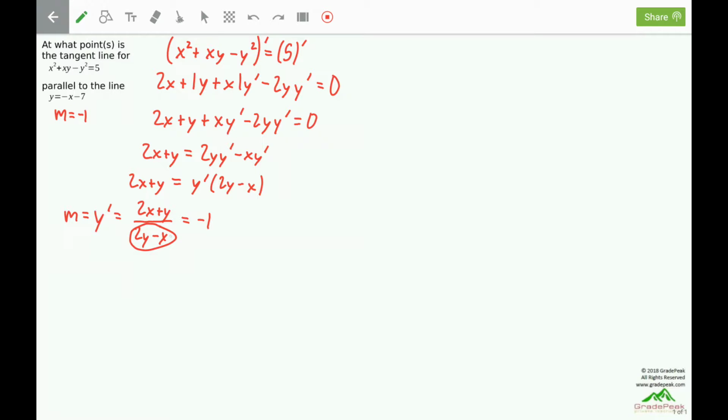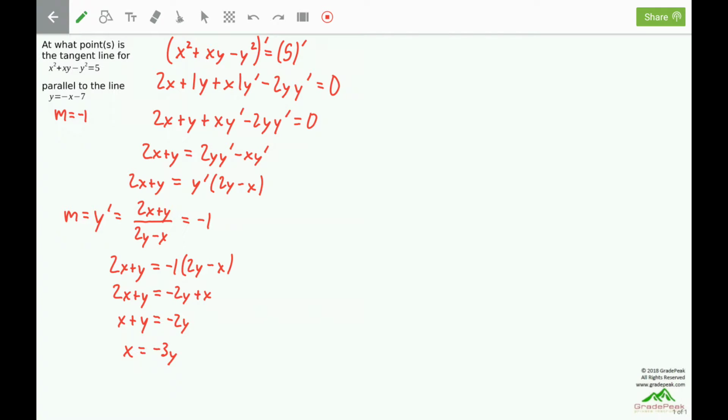We can now multiply this up to the other side, and we will distribute the negative 1 in. So we have 2x plus y equals negative 1 times 2y minus x. So 2x plus y equals negative 2y plus x. Let's subtract x from both sides, so we have x plus y equals negative 2y, and now subtract y from both sides, so x will equal negative 3y. There's the relation between x and y that will make this situation hold true.